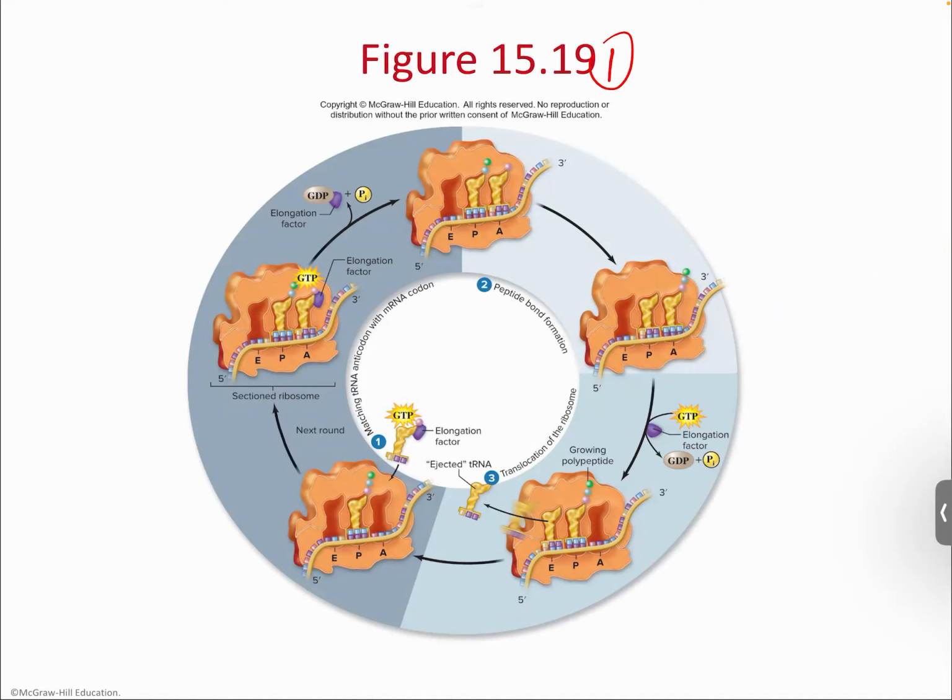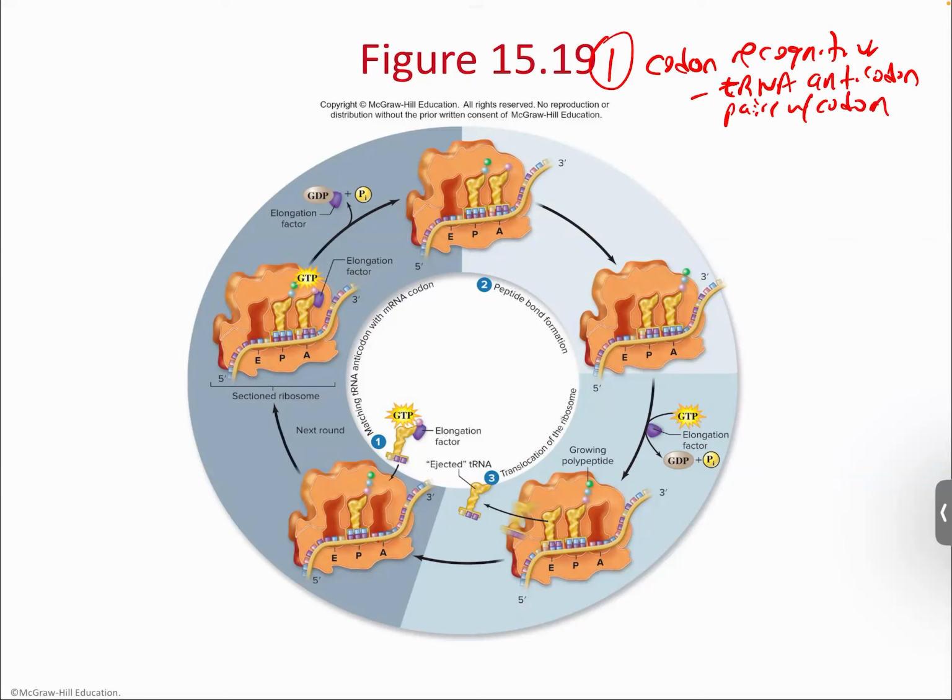What's the first part of elongation? It's codon recognition. Here, the tRNA anticodon pairs with the codon on the mRNA, and also delivers the correct amino acid.